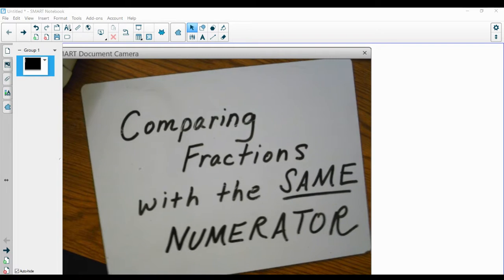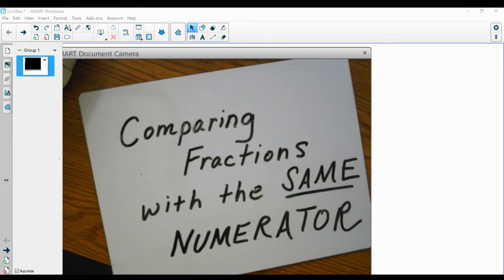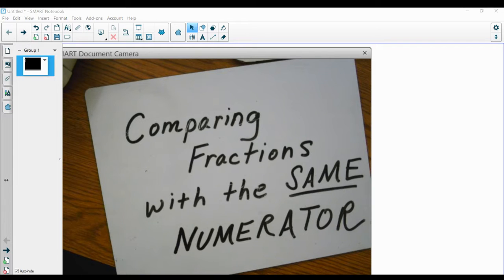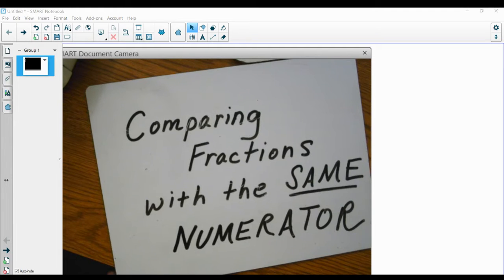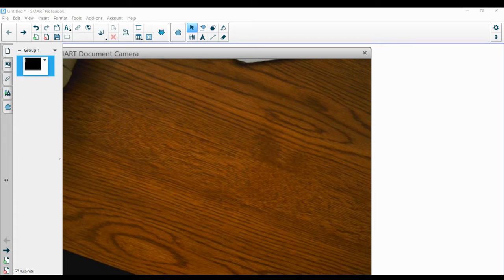Today we're going to look at comparing fractions with the same numerator. Which one's the numerator? Is it the number on top or the number on bottom? Number on top, absolutely. Tells us how many parts we have total.